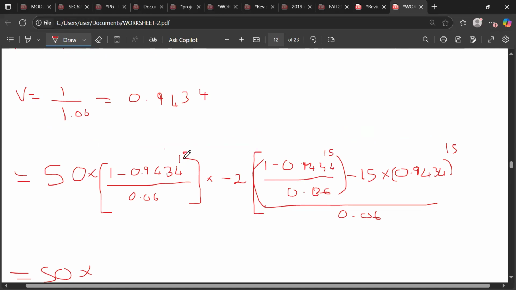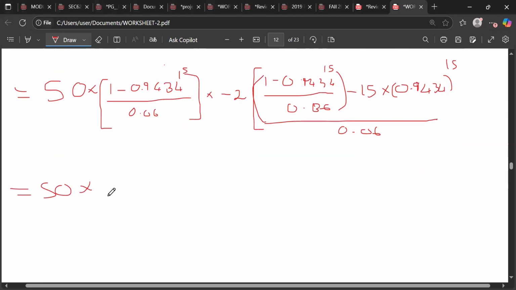So I say 0.9434 to the power 15, then 1 minus the answer divided by 0.06. So the answer I'm finding here, that you want to apply here, the answer is the same here. The answers here are the same. So I'm saying 9.7118.